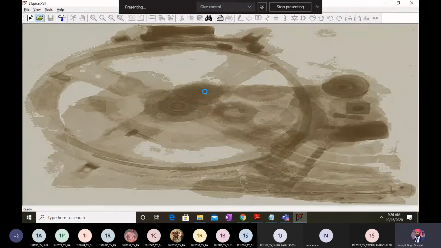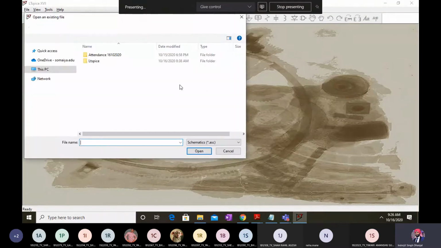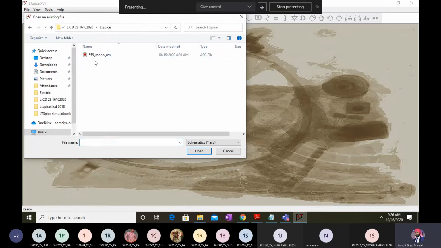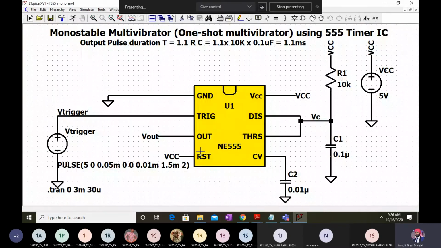I have already made the circuit for the monostable multivibrator using 555 timer. So I will click on it and open the circuit for the 555 monostable multivibrator. As you can see, this is my NE555, which we have seen in yesterday's class, built by Signetics, and it's a monostable or one-shot multivibrator circuit, tuned for monostable mode.